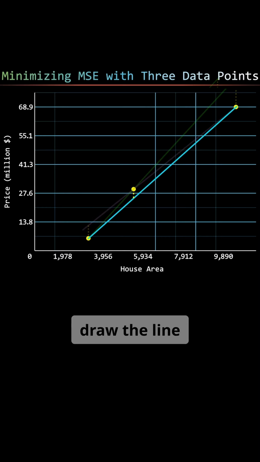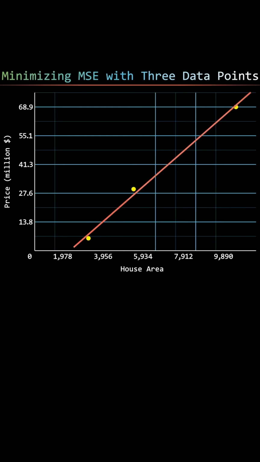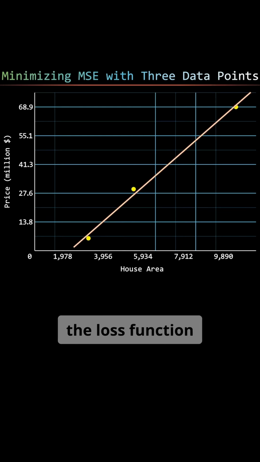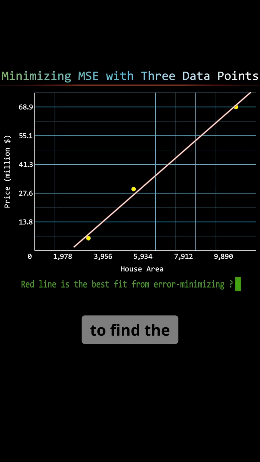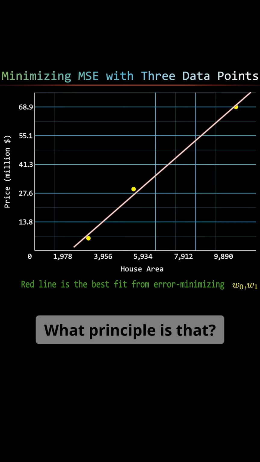Now we want to draw the line that minimizes the errors. Unlike before, the loss function L is not 0. So to draw this red line, we need to find the values of W0 and W1 that minimize the errors using a different principle. What principle is that?